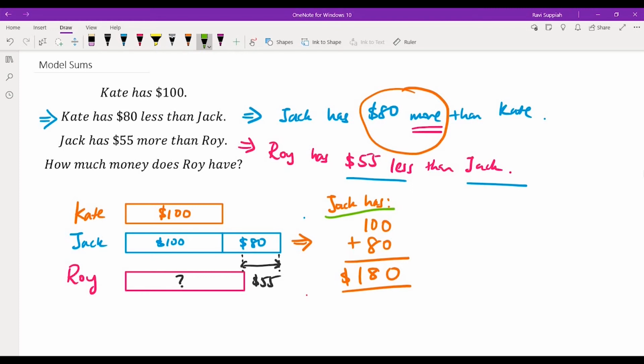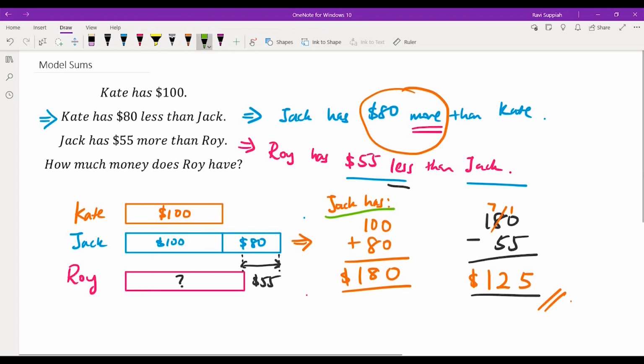Okay, so the amount of money that Roy has is $55 less than Jack. So whenever you see the word less, it means you're supposed to do a subtraction from the amount that you already have. So the amount that Jack has is 180, and you subtract 55 from it. Okay, so let's see what you get. So 0 minus 5, you borrow, so let's do a borrow over here. So you have 7, you have 10, so 10 minus 5 is 5, 7 minus 5 is 2, and then you have 1. So this is the amount of money that Roy has.